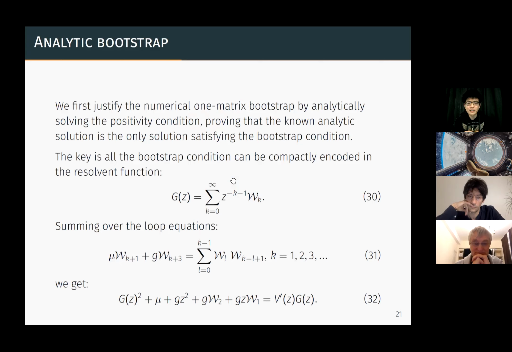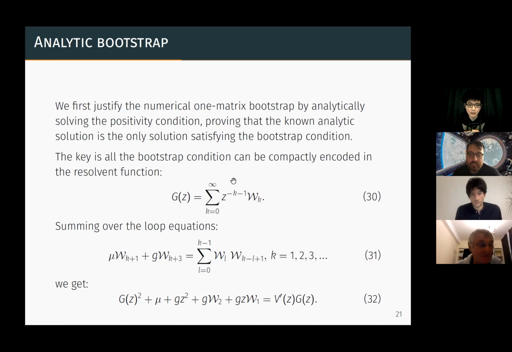We first note that our loop equations, all this information, can be encoded very compactly into some conditions on the resolvent function. How to do it? Let's look at equation 31. If we sum over all the k's in terms of z to the minus k minus 1, we will get a quadratic equation on the resolvent function.